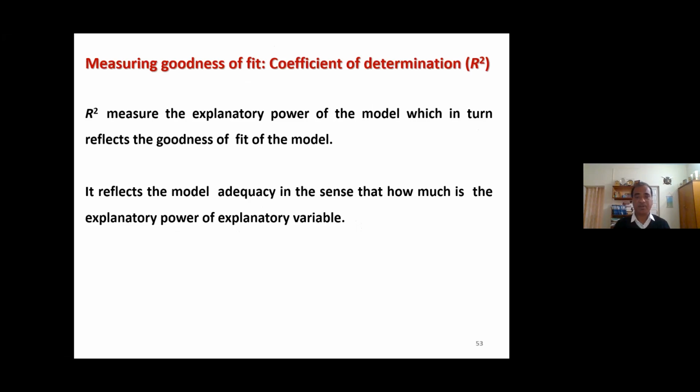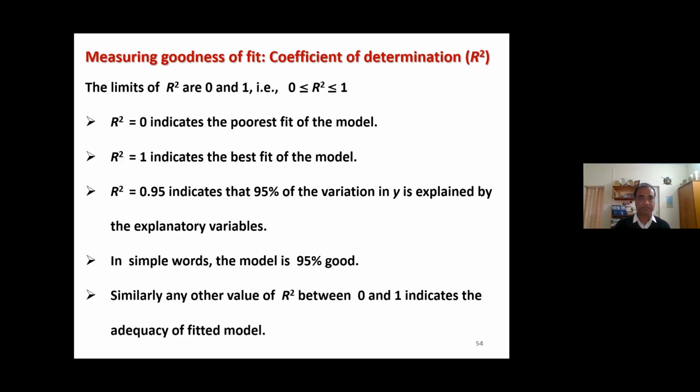So how to interpret it? Number one, R square measures the explanatory power of the model, which in turn reflects the goodness of fit of the model, that is, how well the model is fitted. And it reflects the model adequacy in the sense of how much explanatory power the explanatory variables have. That means the contribution of the explanatory or independent variables which have been chosen by you: are they really going to indicate whether the model is well fitted or not?